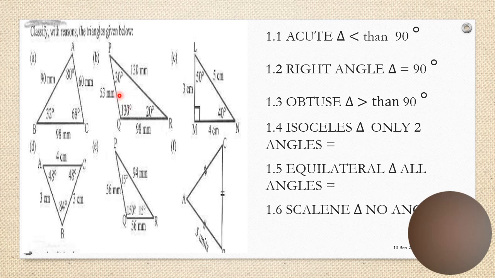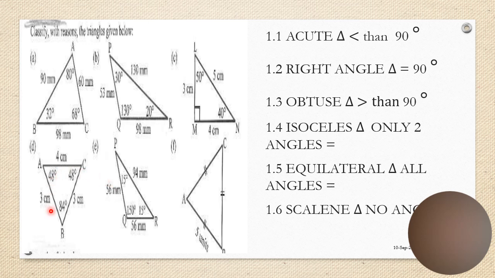Now, number B, what is the biggest angle? 130. Is it bigger than 90? Yes. Therefore, it's an obtuse. But as well, look at the sides. No sides equal, no angle equal. Now, number C, what is your biggest angle? 90. Therefore, the triangle is classified as a right angle triangle.